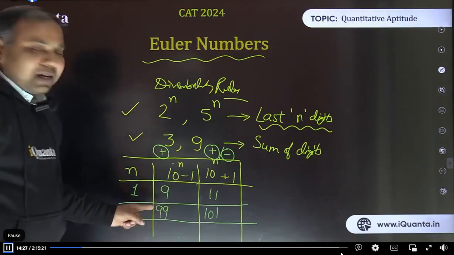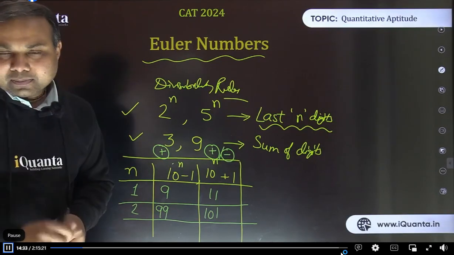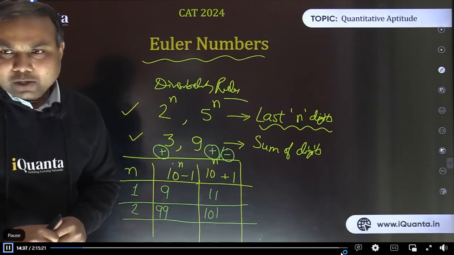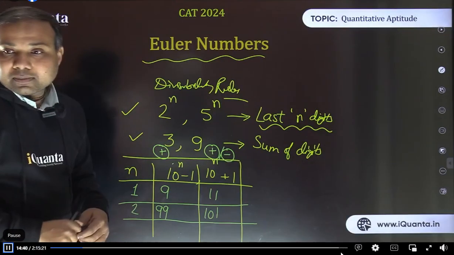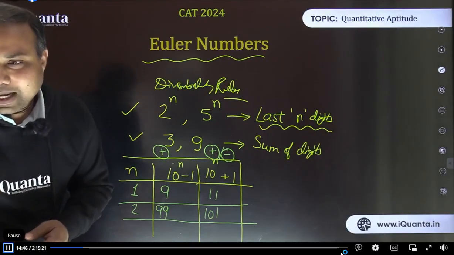How is that? See, if a number is divisible by 99, tell me in the comments, will the number be divisible by 11 or not? I repeat, if a number is divisible by 99, will it be divisible by 11 or not? Yes. Why? Because if the number is divisible by 99, 11 is a factor, so of course it is going to be divisible by 11.